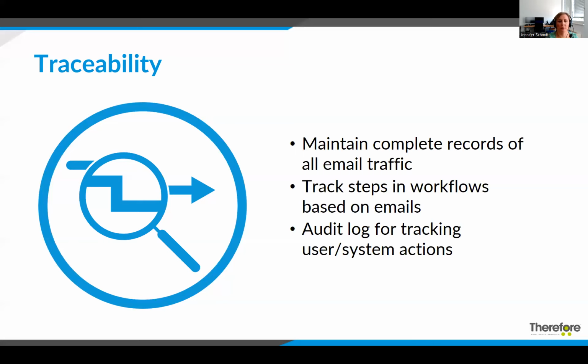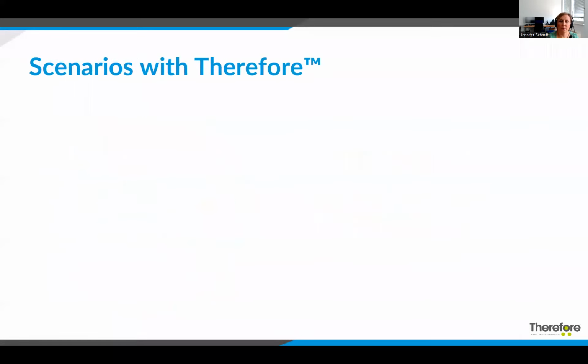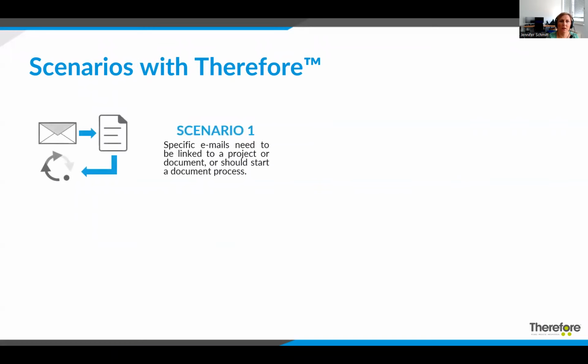So now that we've talked about these benefits, what are the scenarios that we're going to be covering specifically with Therefore today? The first scenario that we'll talk about is scenario 1. This is a situation where emails need to be linked to a project or document, or should start a document process, or you just want your specific emails to be saved into the Therefore repository. So scenario 1 is an ad hoc saving, where you have specific emails that you want to save manually into Therefore.